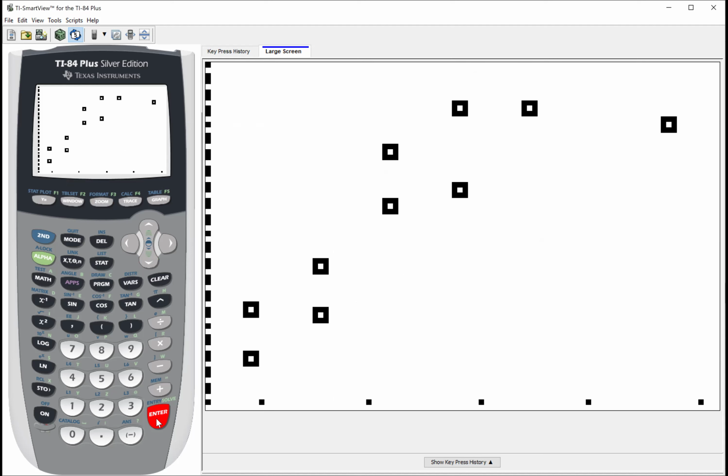The first thing you should ask yourself is, okay, what type of relationship do we see here? And I definitely see a positive one, because as X is increasing, Y is increasing. I could imagine fitting a positive line here. So this scatter diagram indicates that there is a positive relationship between X and Y.